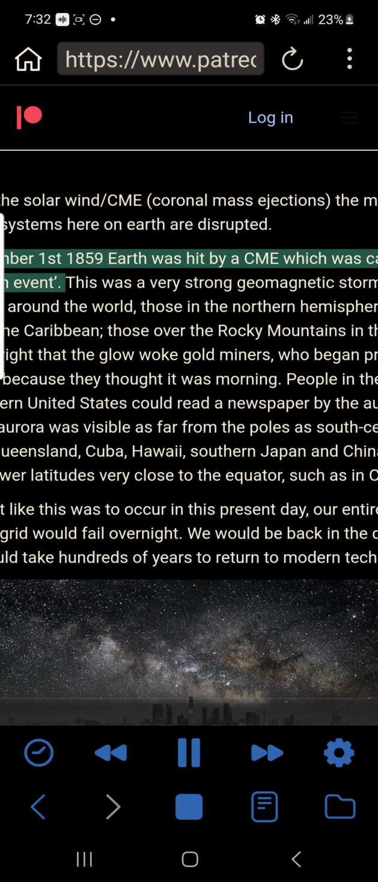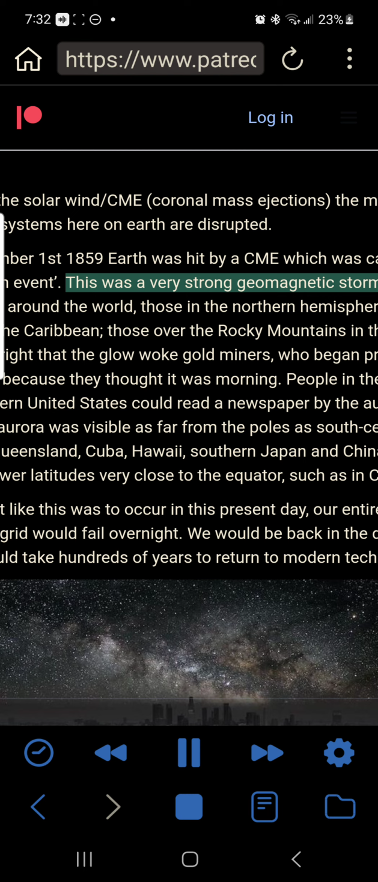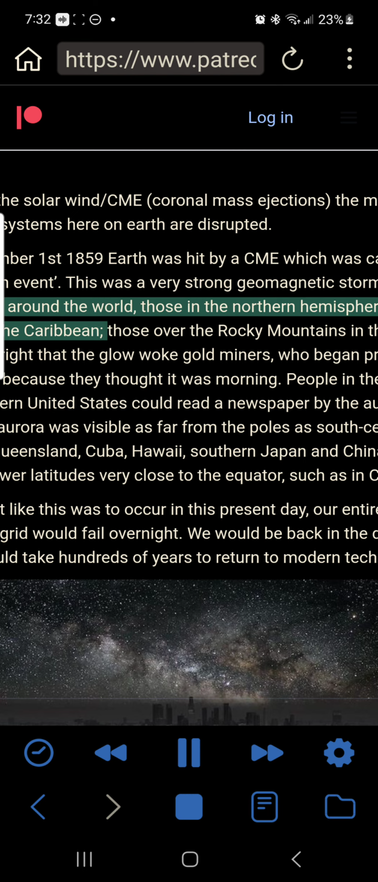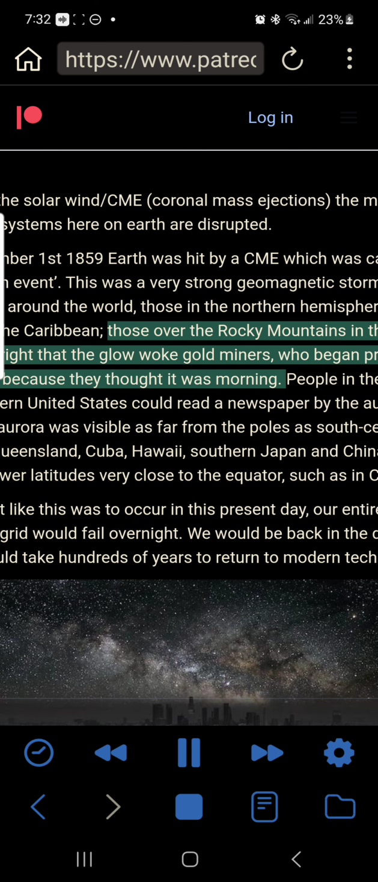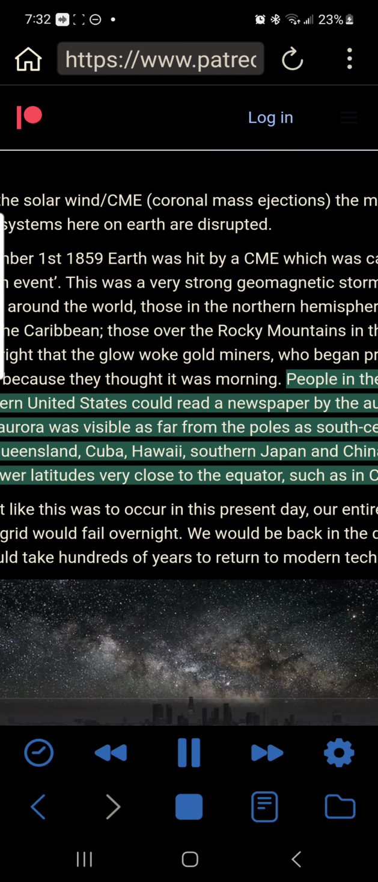On September 1, 1859, Earth was hit by a CME, which was called the Carrington event. This was a very strong geomagnetic storm. Auroras were seen around the world, those in the northern hemisphere as far south as the Caribbean. Those over the Rocky Mountains in the US were so bright that the glow woke gold miners, who began preparing breakfast because they thought it was morning. People in the northeastern United States could read a newspaper by the aurora's light.